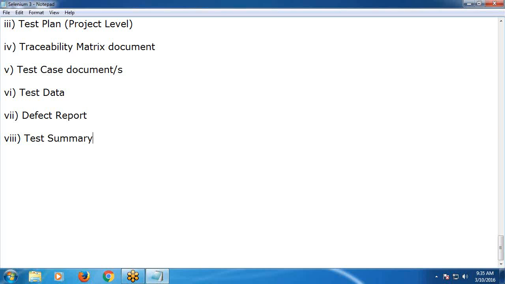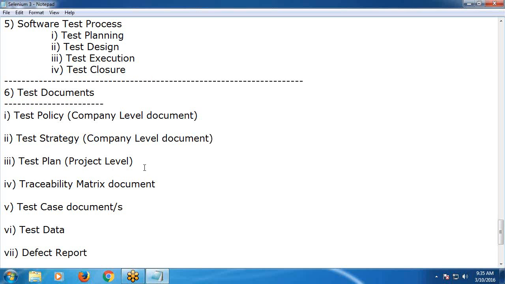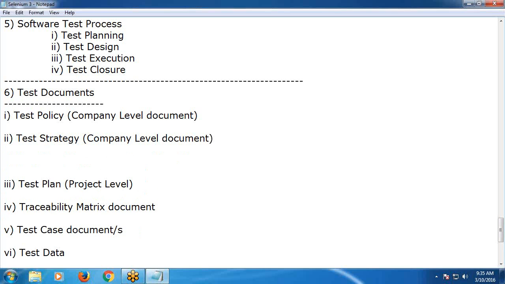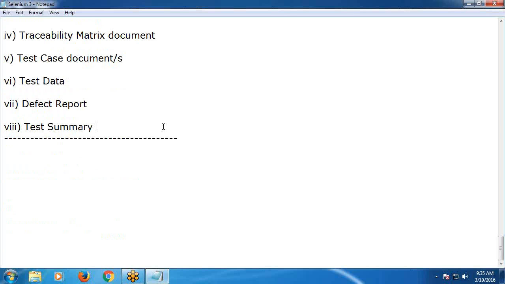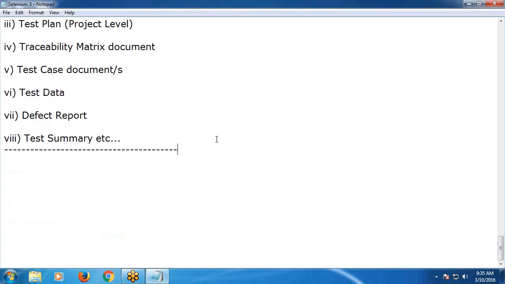Sir, I have one question. Can test estimations come under this? Yes, if you document test estimations, that also comes under this. Before the test plan. Test estimations are also one of the documents. See, these are the important documents. Okay, Smita?